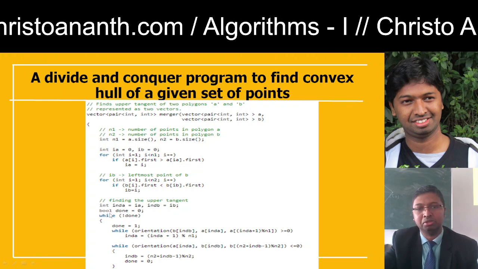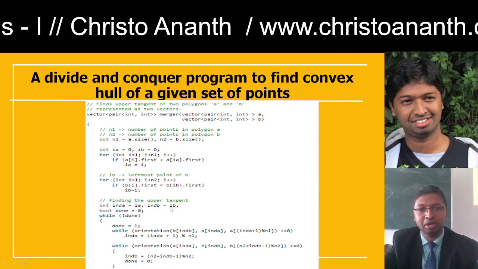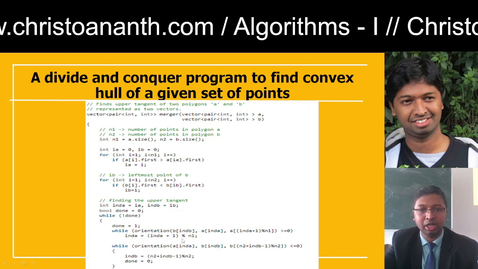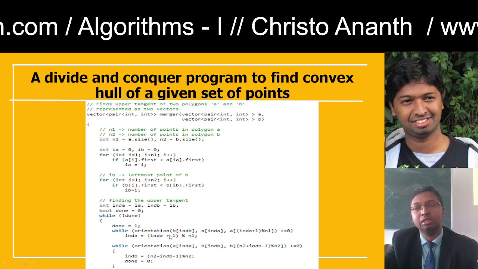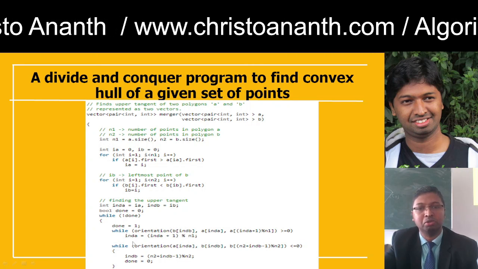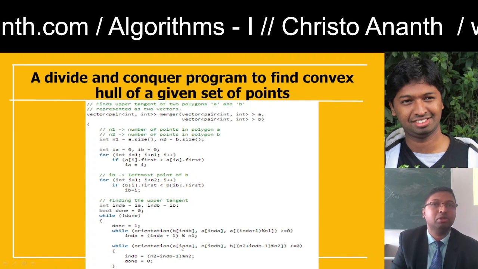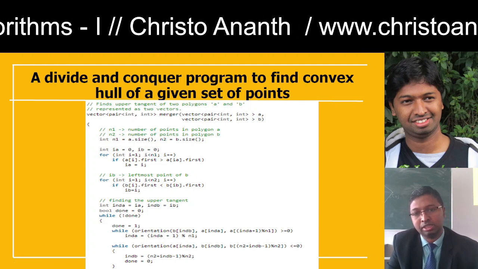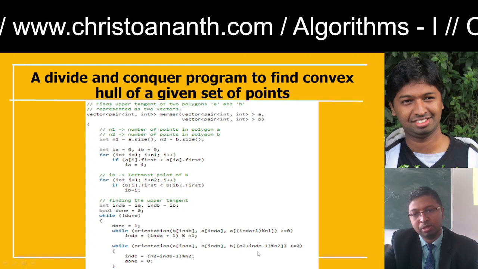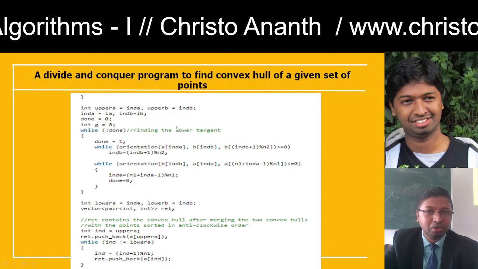Find the upper tangent. So int inda equal to ia and int indb equal to ib. So bool done equal to 0, while not done then done equal to 1, and in the while loop, orientation of b[indb], a[inda], a[inda plus 1], then inda equal to inda plus 1 modulus n1. Then while orientation of a[inda], b[indb], b[indb minus 1], indb equal to n2 plus indb minus 1 modulus n2. So you compute this function, and you will go with the upper limit.